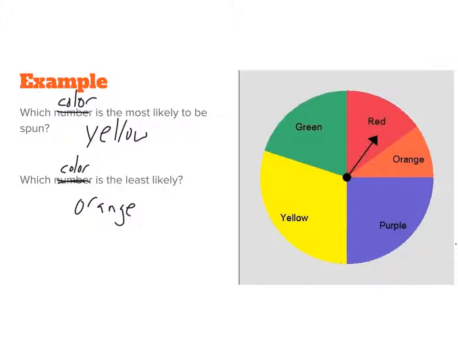For most likely to be spun, it's yellow, because if you'll notice here, yellow has the biggest piece of the circle. So it's going to be the most likely to be spun. Least likely is going to be orange, because you'll notice the piece for orange is the smallest on the spinner. So most likely yellow, least likely orange.